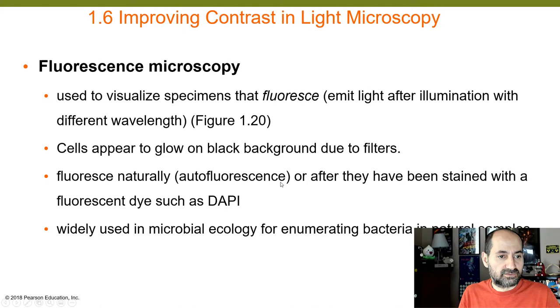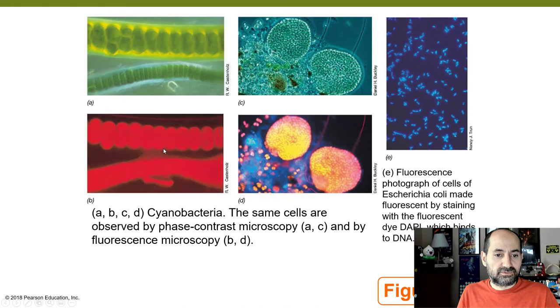So here you can see some examples of fluorescence in action. You can see cyanobacteria, and these are cyanobacteria observed with phase contrast microscopy in A and C, and by fluorescence microscopy in B and D. So here's the cyanobacteria with phase contrast here in A and C, and the same cyanobacteria with fluorescence microscopy here in B and D. You see how the cyanobacteria are fluorescing. They appear to be glowing against a dark background.